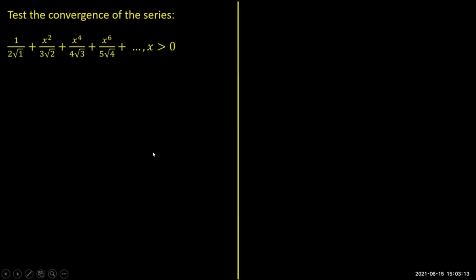Now, look at this question. Look at the question and try to identify, first of all, is it a positive term series or an alternating series? Positive term series. Absolutely positive, because you are clearly given x greater than 0. Now, can somebody identify what may be the nth term? X power n. Okay.